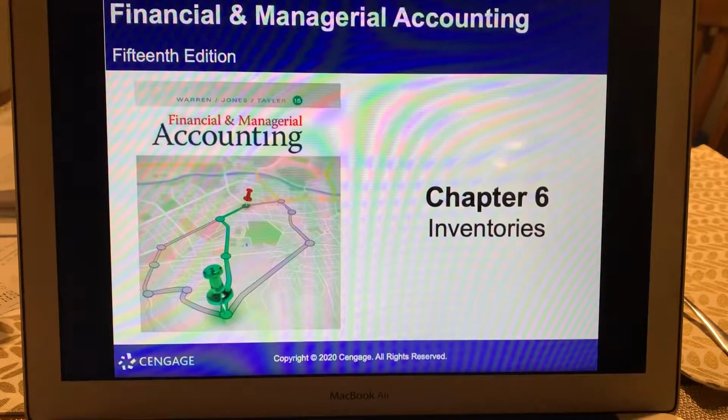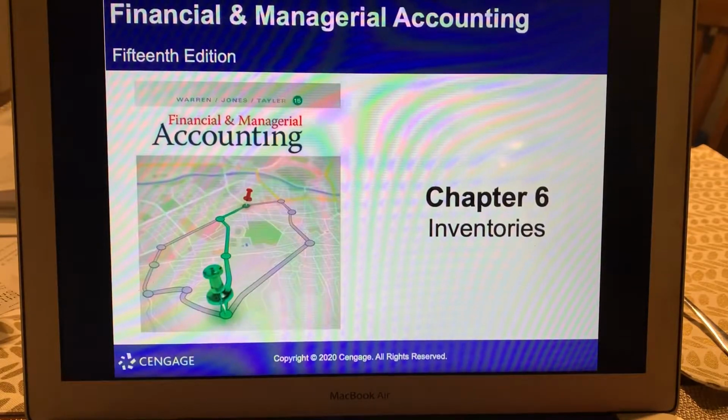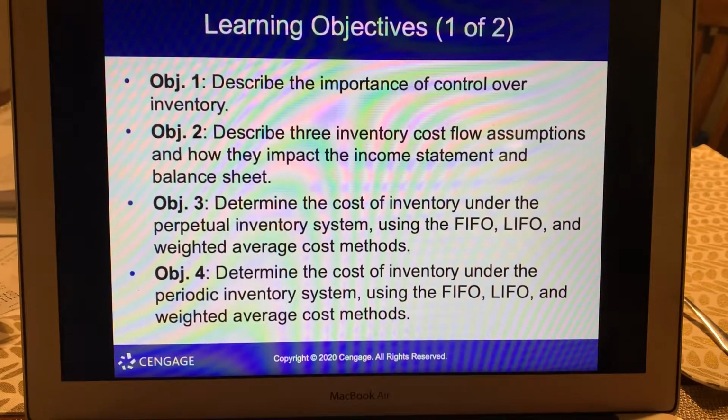Hello class, this is the chapter 6 video lecture. We're taking a look at inventories. We looked at cost of goods before, and now we're looking at the actual sales and how to account for inventory. There are several learning objectives: to describe the importance of control over inventory.